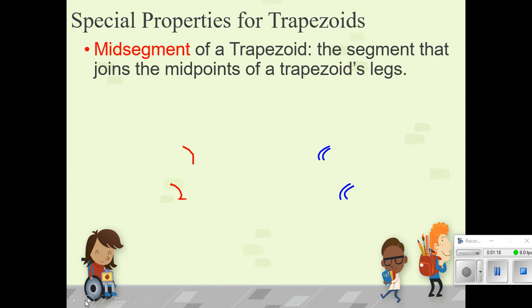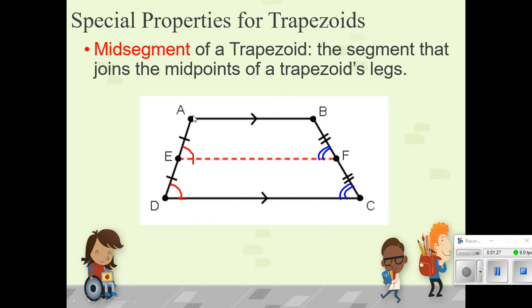Special property of a trapezoid: the mid-segment. The mid-segment of a trapezoid is the segment that joins the midpoints of the trapezoid's legs. So right here, you have a leg here and a leg here. The midpoints, E and F, when you connect them, that's the mid-segment. So this dotted line is the mid-segment.